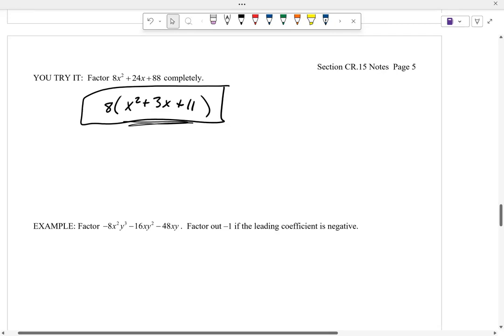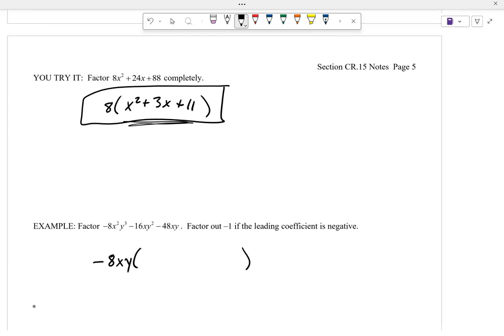Now notice the leading term's negative, so I'm going to factor out a negative. Let's see here. Negative 8. They each have at least one x, and they each have at least one y. So negative 8xy. And what would we be left with?